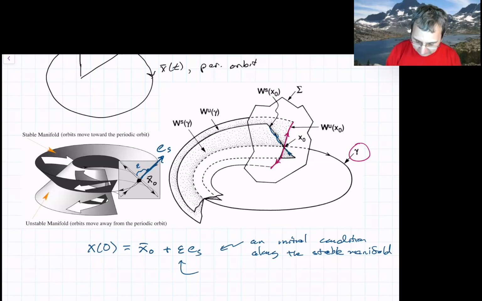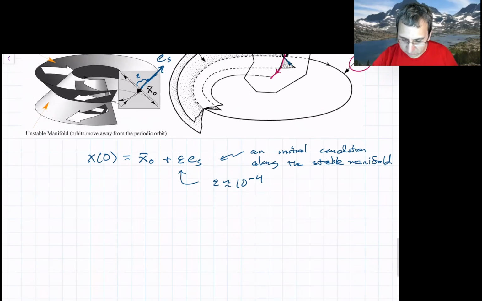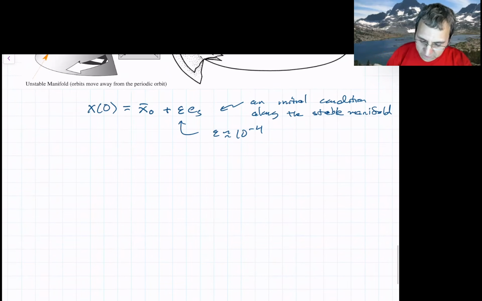And typically you pick epsilon to be something very small. Maybe I would use something like 10 to the negative 4. Some of these things just require that you turn some knobs and play with things and see what you can get. All right, I think we've got enough to actually start computing this.